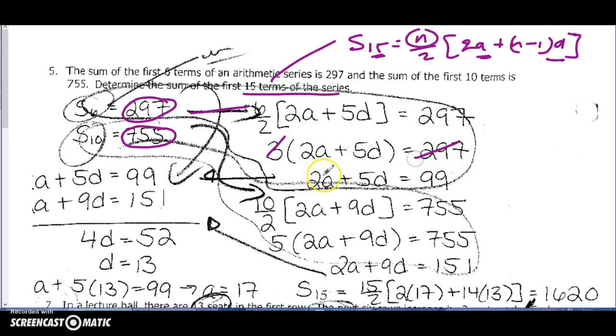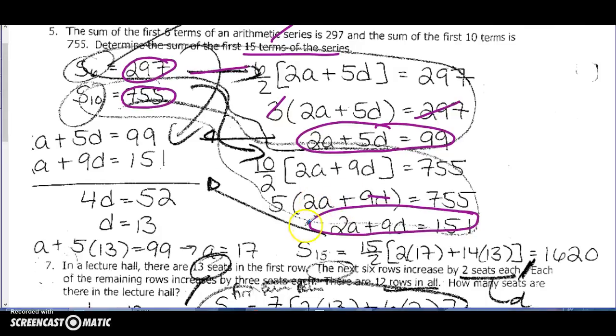First step here is divide each side by 3, and you end up with 2a plus 5d is equal to 99. Do the same with the next one, the S10. Divide by 5, and you end up with 2a plus 9d is 151. So then just use elimination to find out that 4d is 52, d is 13.